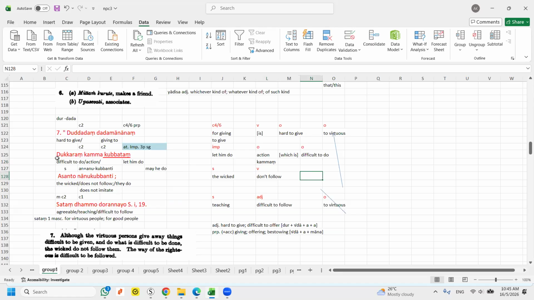Now, can you see the word duragang? Difficult to do. So what I do is, let him do action which is difficult to do. I add in this. So a lot of things have to be added in.